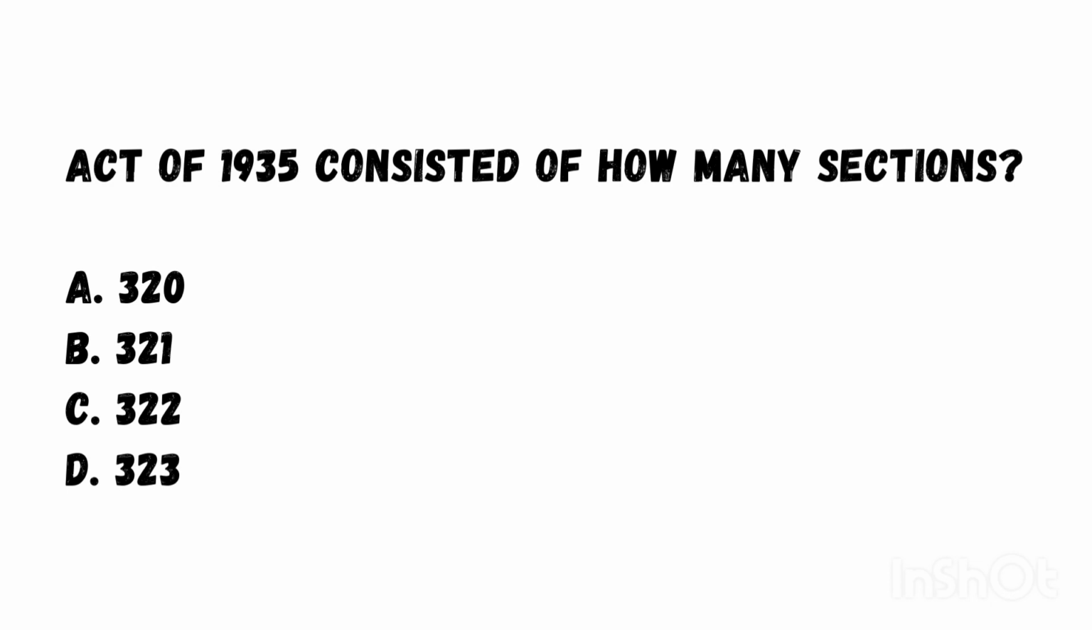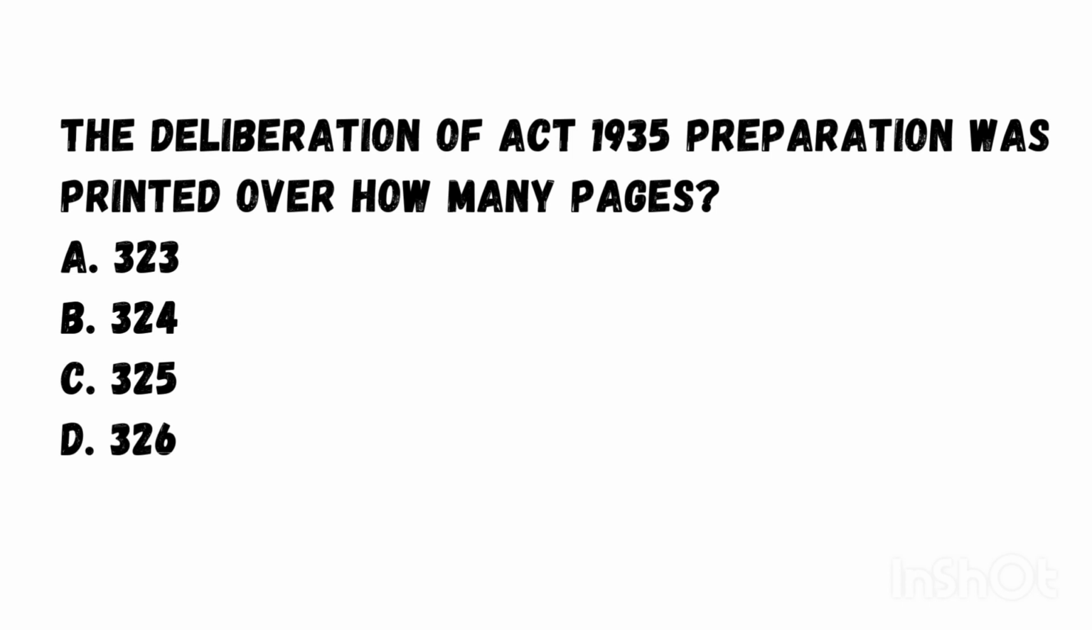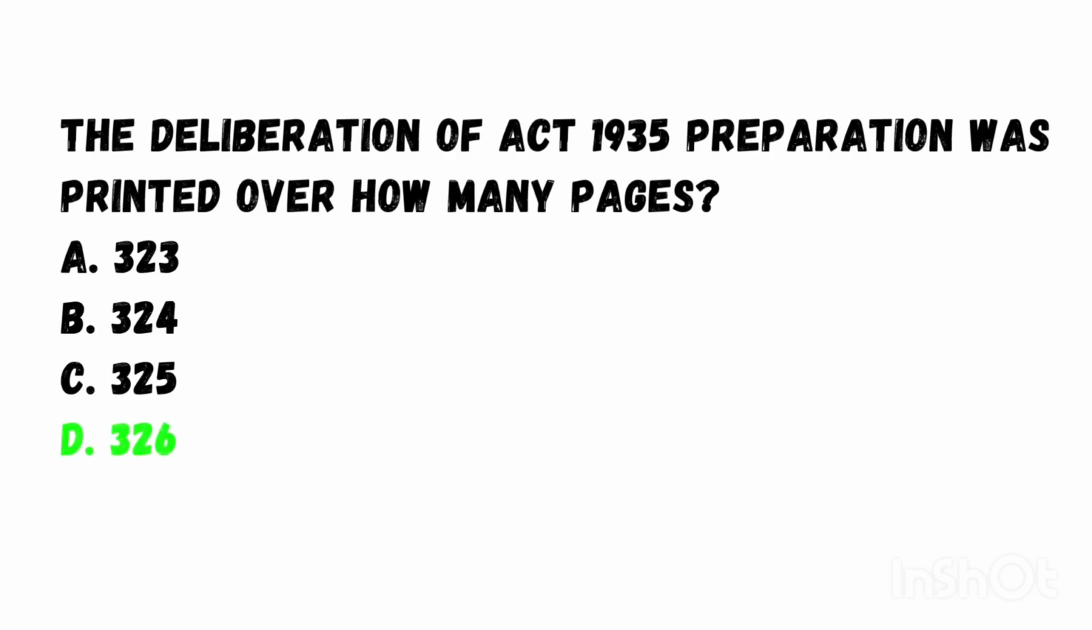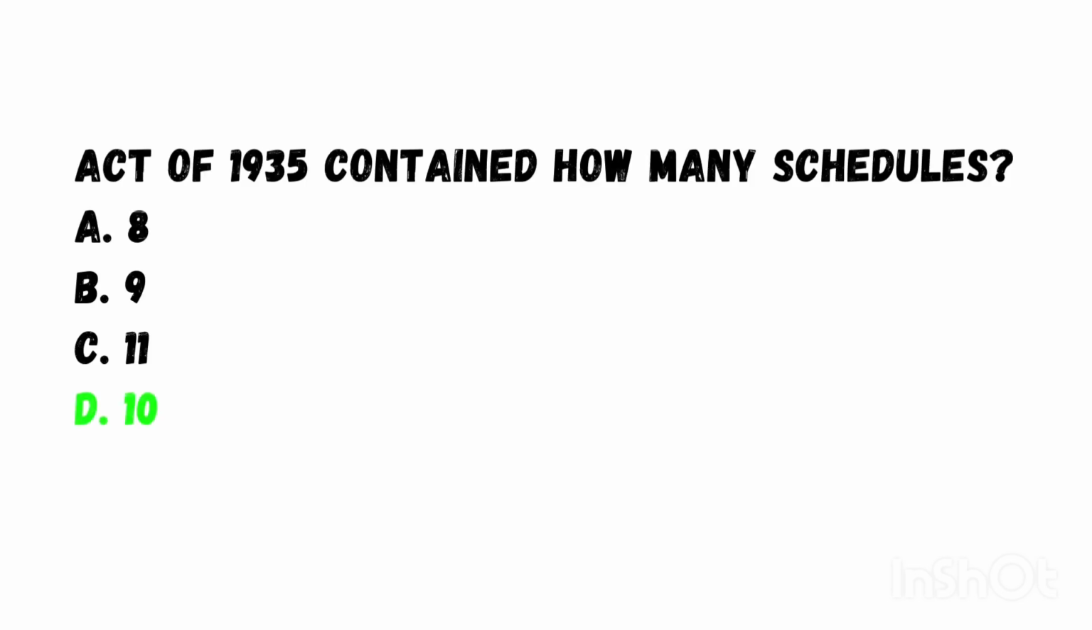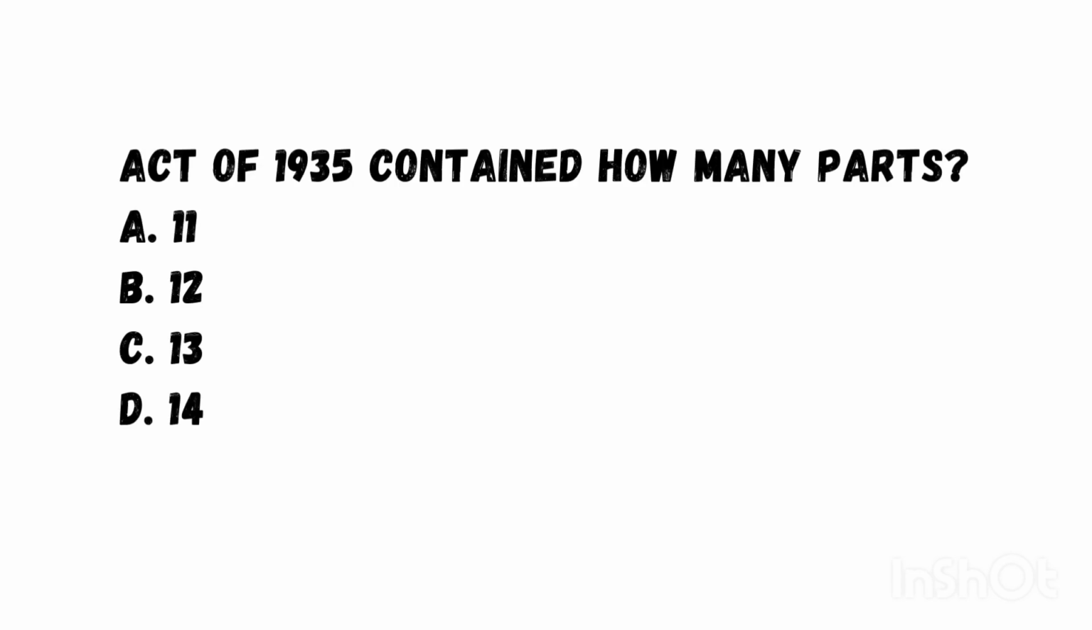Act of 1935 consisted how many sections? And the answer is 321. The deliberation of Act 1935 preparation was printed over how many pages? 326. The Act of 1935 contained how many schedules? And the answer is 10. Act of 1935 contained how many parts? And the answer is 14.